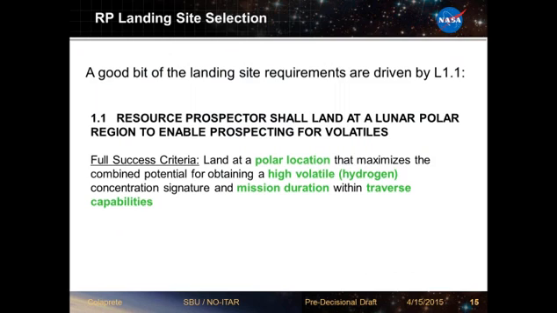So where are we going with this? The landing site selection process is really dictated by our level 1 requirement here, and that's what I show, our very first level 1 requirement. For full success, we need to land in a polar location. We can't do this in the equatorial regions. We need to maximize the chance for obtaining high volatiles, hydrogen in particular, and also maximize mission duration and traverse capabilities.